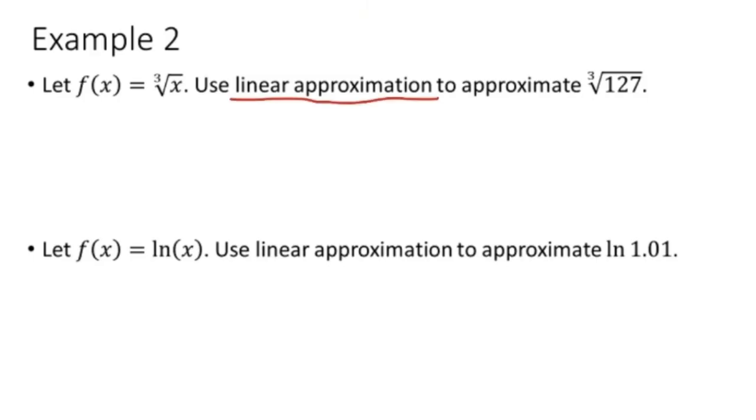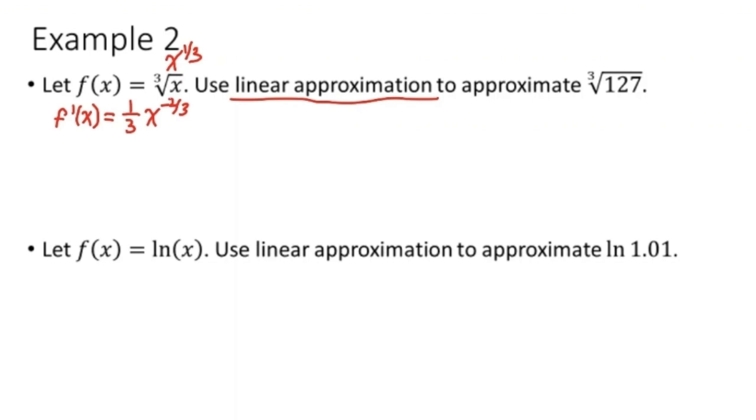In order to make our linear approximation, we'll start by finding the equation of the tangent line of f of x equals the cube root of x at some convenient point. Since we know we need to find a tangent line, we need to find the derivative of our f of x. The cube root of x is the same as x to the 1/3. So f prime of x would be 1/3 x to the negative 2/3.